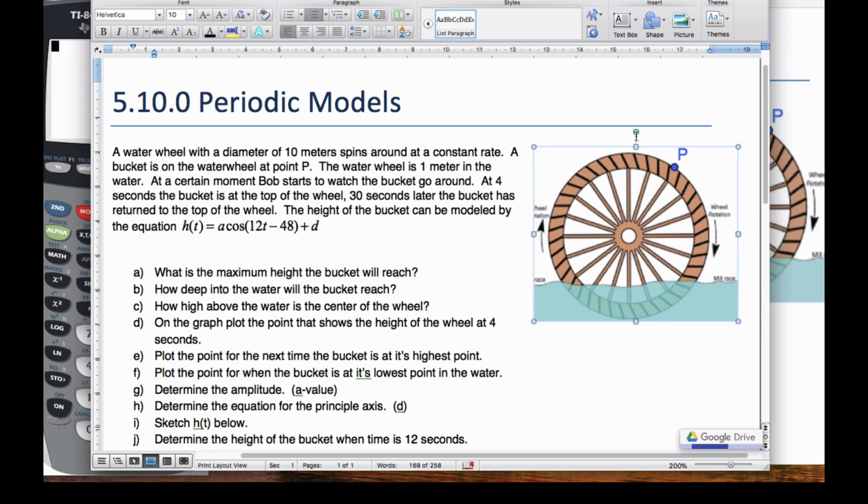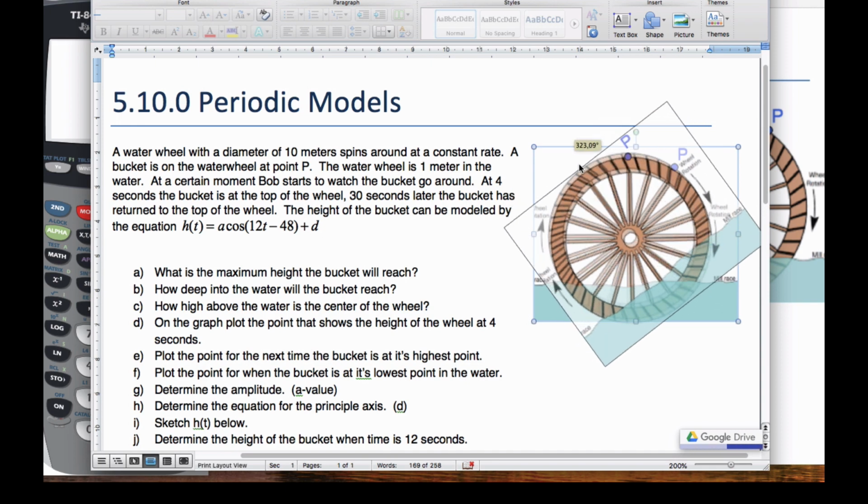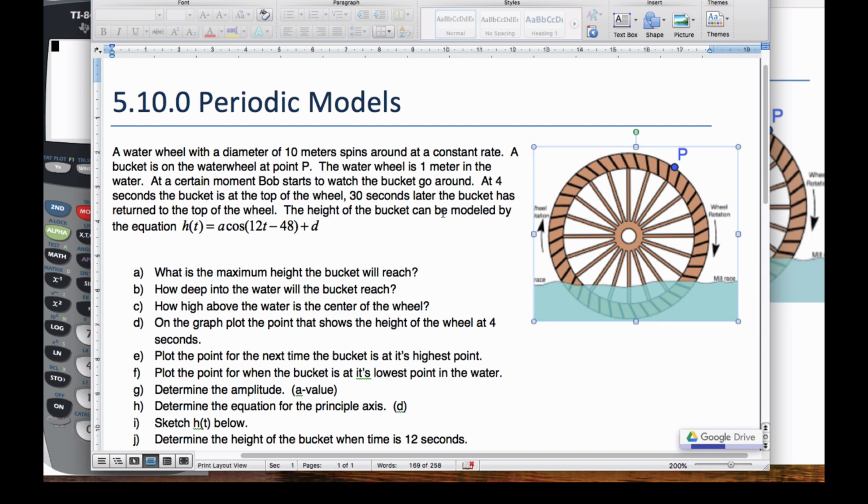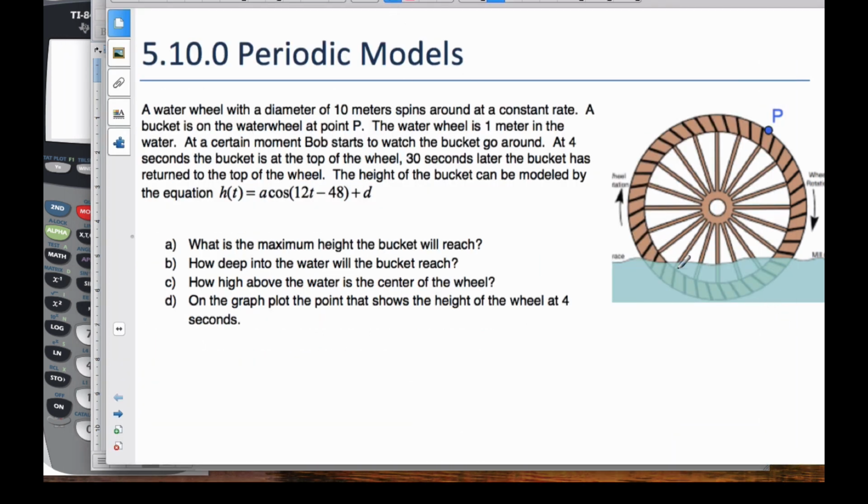at a constant rate. So in essence, what's happening is this wheel is going around like this. Okay, it's going around and around and around. All right, and so I do know that it's 10 meters across and it's 1 meter in the water. So if it's 1 meter in the water, down here to here is 1 meter. And if it's 10 meters in diameter, well, that means all the way up to here is 9 meters. From the water level to the top is 9, and so from the water level to the bottom is 1, which makes 10 in total.